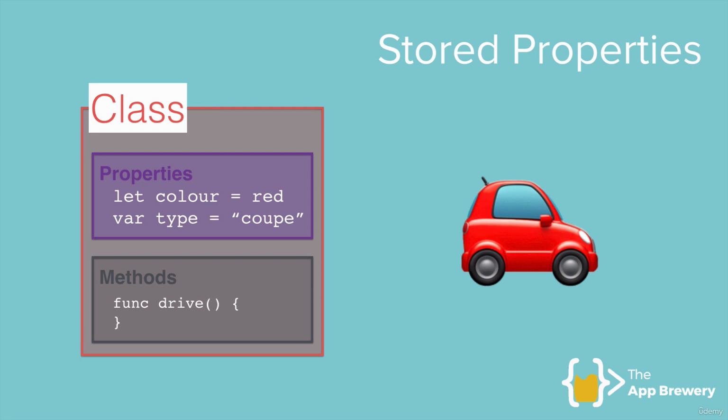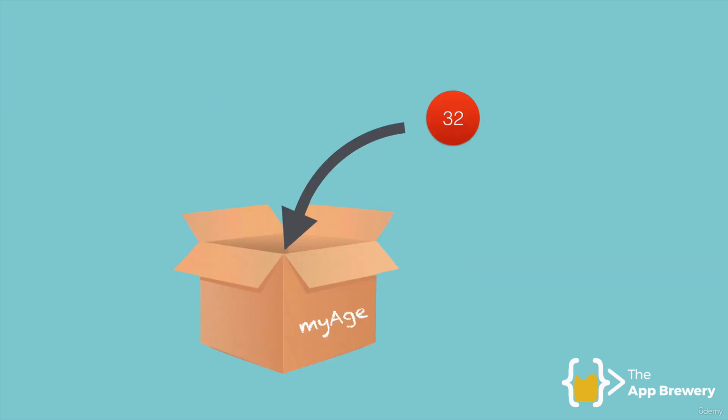So, for example, in this case, we've got a car object that has a color property that's equal to red and a type property that's equal to coupe. It doesn't matter if it's a constant or a variable, they're both properties. More specifically, these types of properties can be described as stored properties because essentially they're just a container that can take a value and you can store it inside the container. And when you later need to use this stored property, you can take out the value and use it.